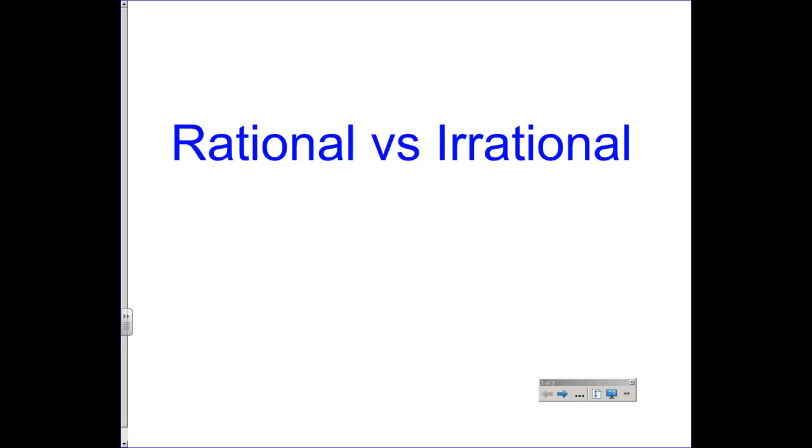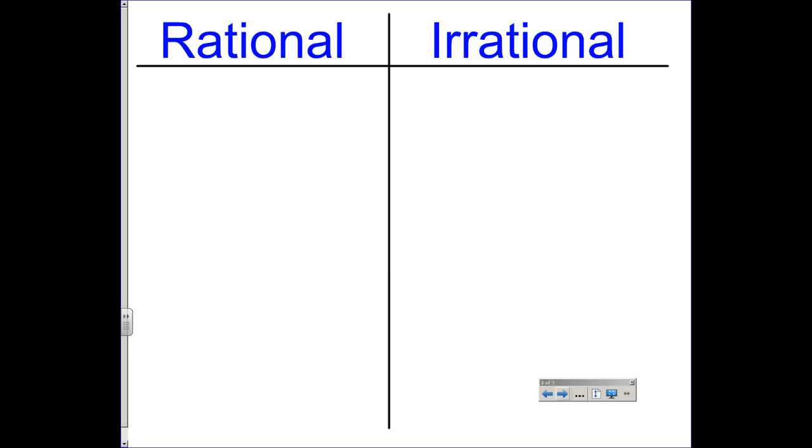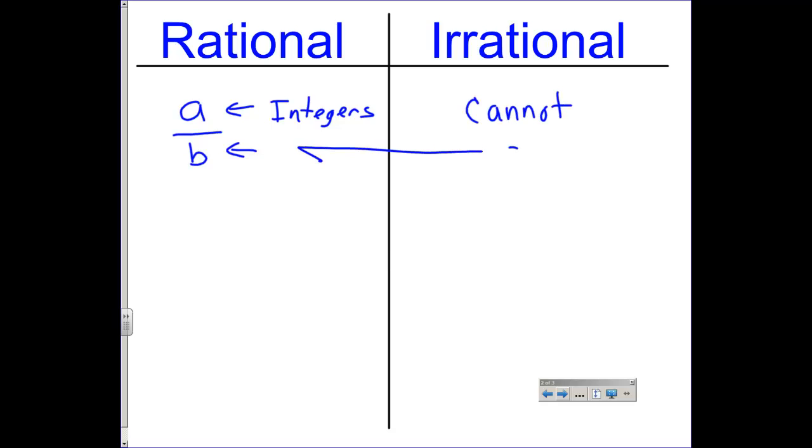Hello and welcome back. In this video we'll show the difference between a rational and an irrational number. First thing we want to do is define what a rational number is. It's any number that can be expressed in the form of a over b, where both a and b are integers. An irrational number is one that cannot be expressed this way.